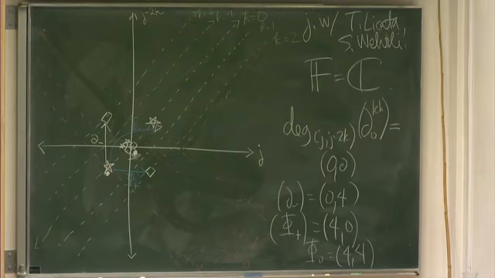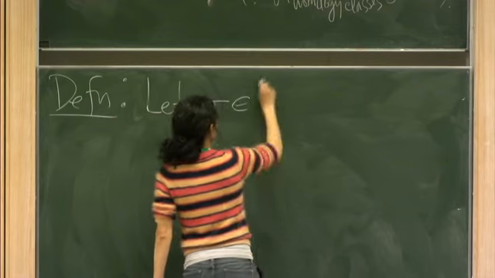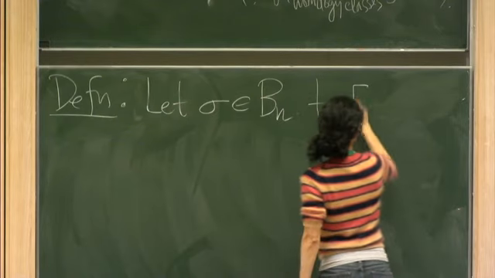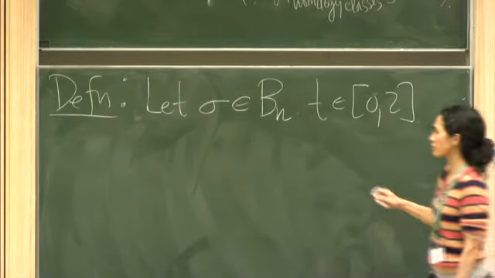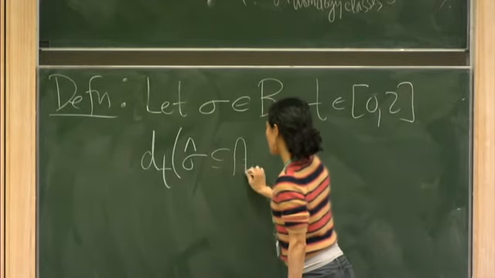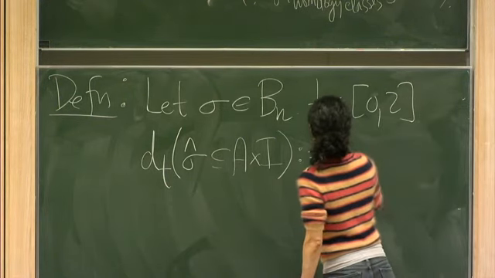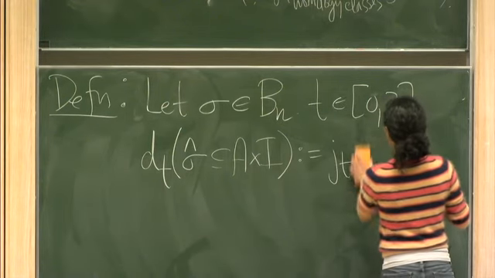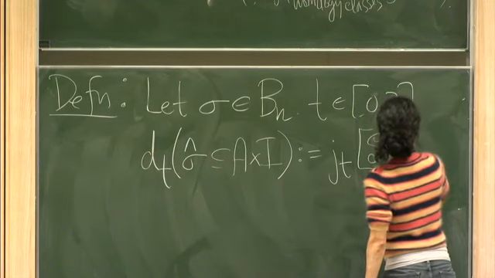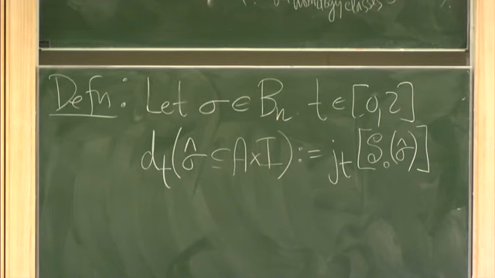So here's the definition, and it's exactly what you might expect. Let sigma be a braid, and t a real number between 0 and 2. We're going to define the D_t invariant of the braid closure, but now regarded in the solid torus, to just be the J_t grading of either homology class associated to either braid-like orientation.